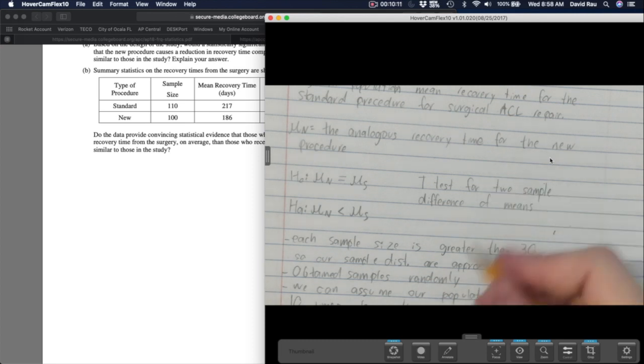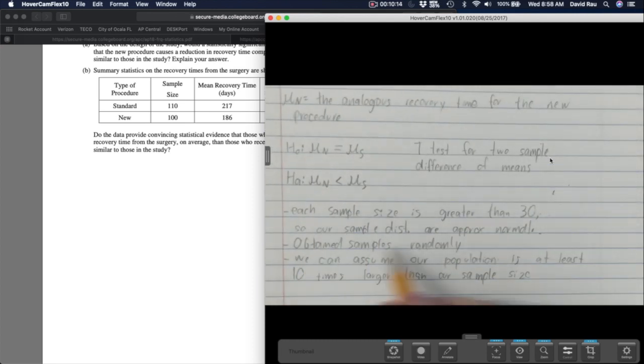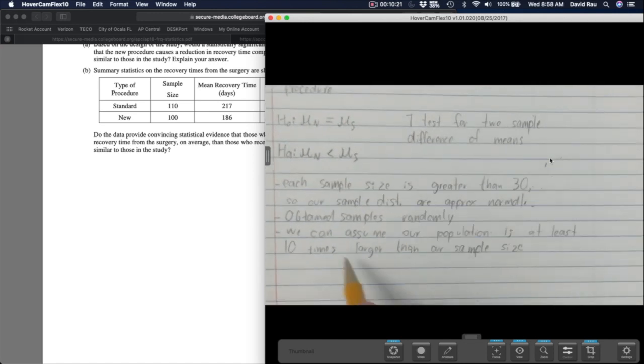All right, any test you do, pretty much, you always have to sample randomly. We always need to ensure that our populations are approximately normal so that we can use the Z or T table. And we also want to assume that our population is at least 10 times larger. In other words, that our sample size is 10% or less than the population of interest. Okay, from there we can start to do things a little bit more quickly.